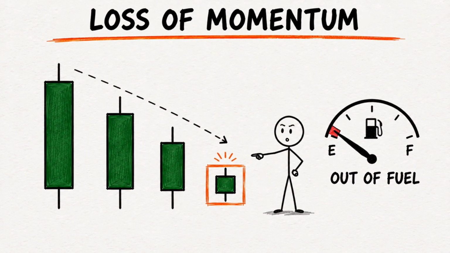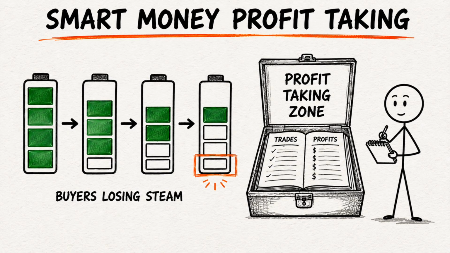Whenever the price is advancing in a trend, such as an uptrend, and the body size of the candles keeps getting smaller and shrinking, it means the market is running out of fuel, momentum. The buyers who were aggressively driving the market higher are now losing steam. Smart money is gradually taking profit from their positions and clearing out their orders.